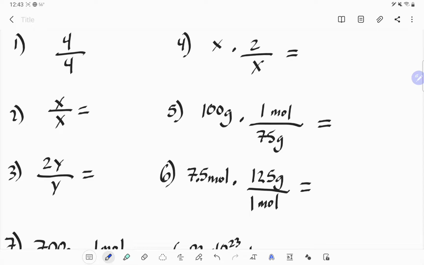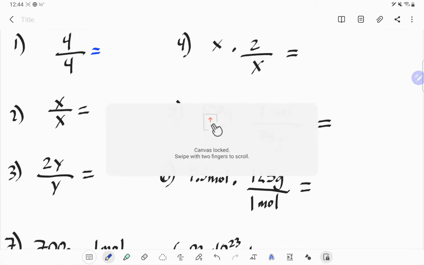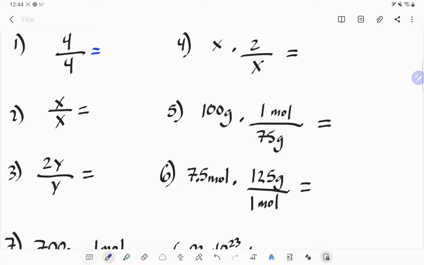Here we'll start with this first one, looking at 4 divided by 4 and what that simplifies or calculates to be. Whenever I have the same number on both the numerator and denominator, they're just going to cancel. So they cancel out to 1. The same rule applies to variables. So x divided by x, both going to cancel to 1.